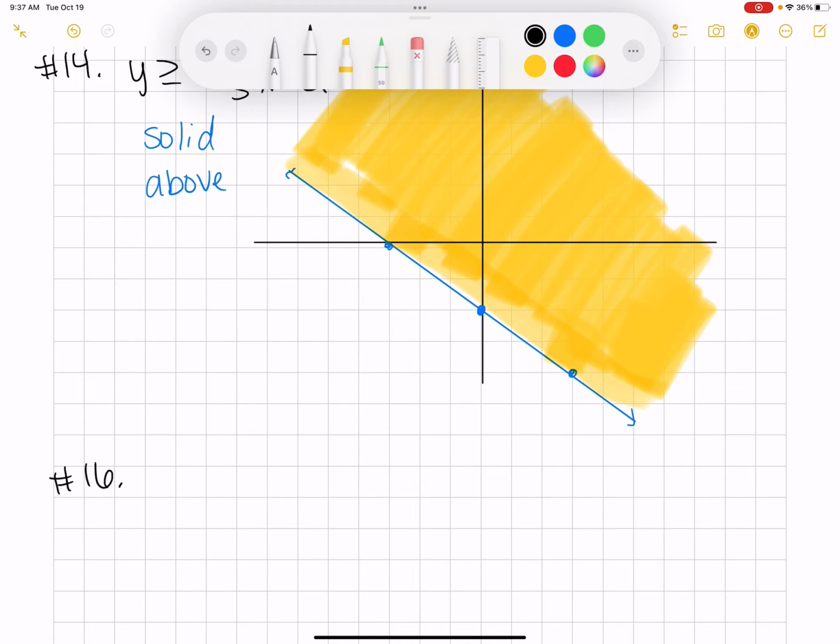All right, x plus 4y is greater than negative 12. So what do I need to do to be able to graph this one? Move the x over first. So 4y is greater than negative x minus 12. Then divide by 4. Y is greater than negative 1/4 x minus 3.